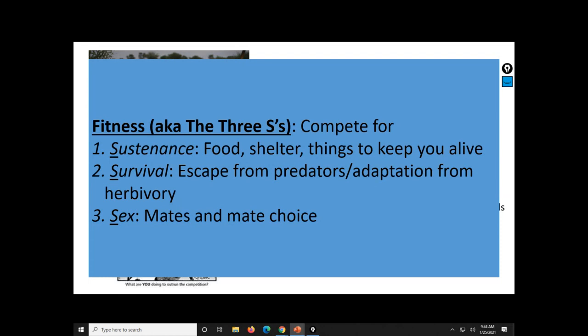Okay, but any of those kinds of things, right? So sustenance. Okay, I'm making a better, safer nest. I'm better at picking spots for my nest. Okay, so better shelter. My second S, survival.